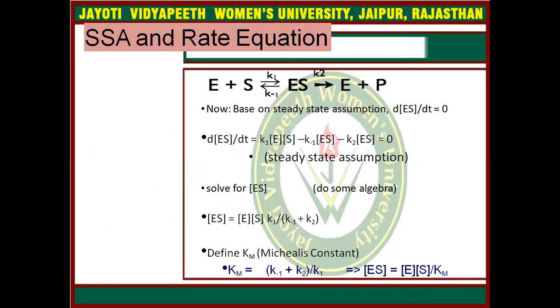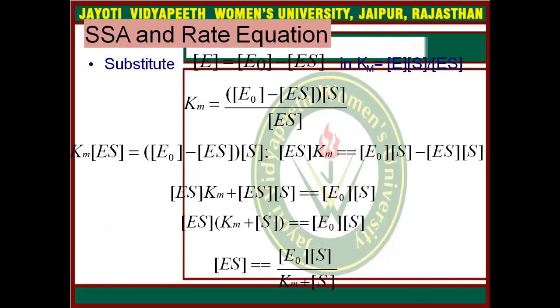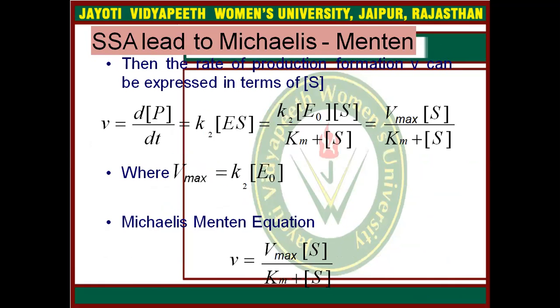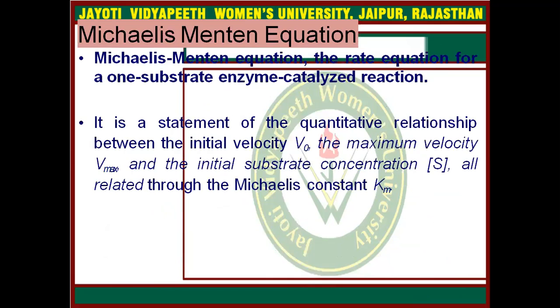This defines Km, the Michaelis constant, in the ES reaction. If we talk about the Michaelis-Menten equation, it is V = Vmax[S]/(Km + [S]). The Michaelis-Menten equation is the rate equation for a one-substrate enzyme-catalyzed reaction. It is a statement of the quantitative relationship between the initial velocity V0, the maximum velocity Vmax, and the initial substrate concentration [S], all related through the Michaelis constant Km.